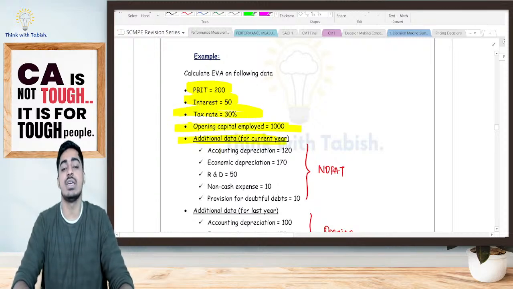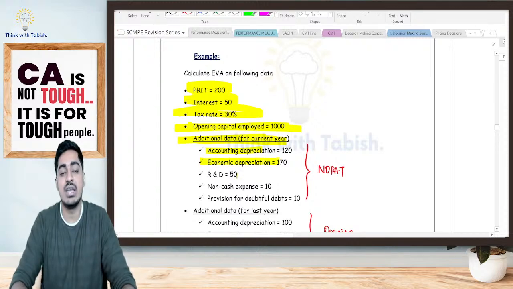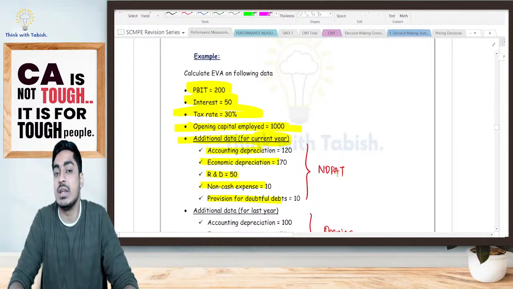Additional data for current year: accounting depreciation, economic depreciation, R&D, non-cash provision. All these are my current year. Where will it impact, students? My NOPAT it will impact.